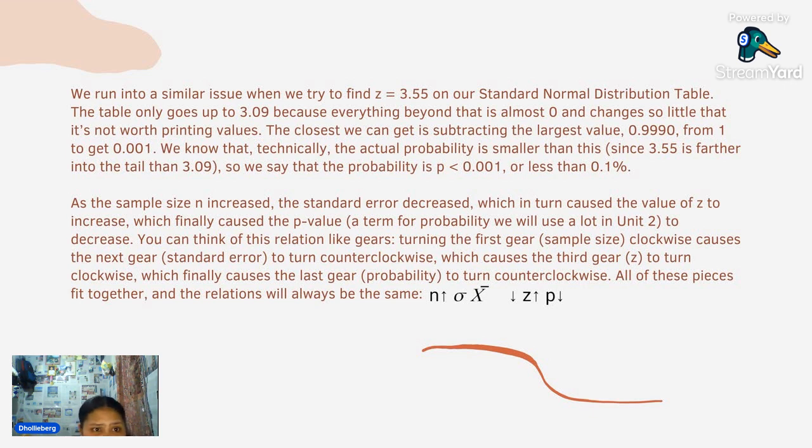The table only goes up to 3.09 because everything beyond that is almost zero and changes so little that it's not worth printing values. The closest we can get is subtracting the largest value, 0.9990, from 1 to get 0.001. We know that technically the actual probability is smaller than this, since 3.55 is farther into the tail than 3.09, so we can see that the probability is less than 0.001 or less than 0.1%.